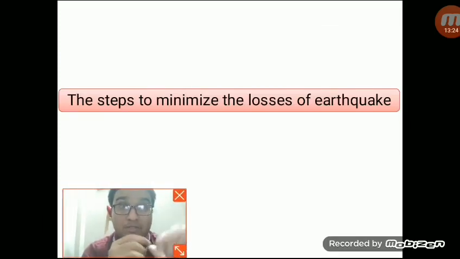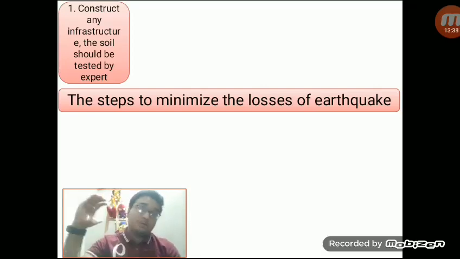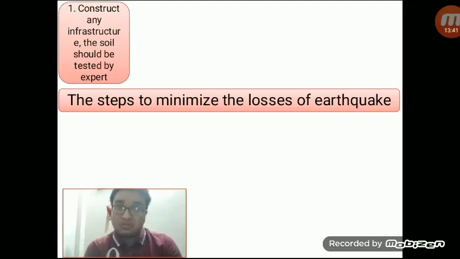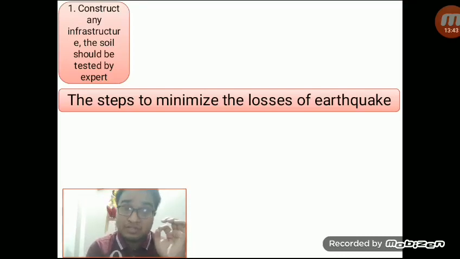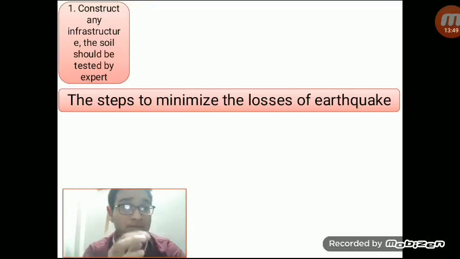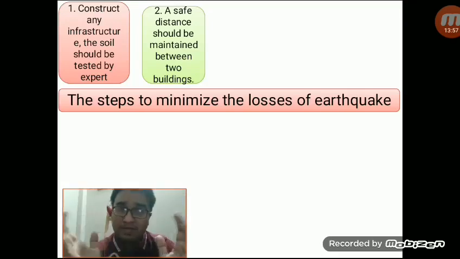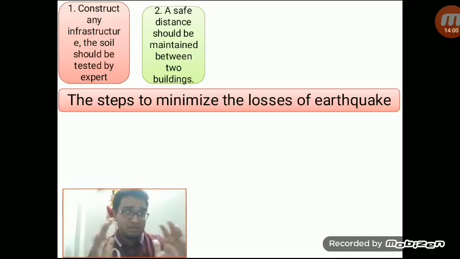Now I'm going to discuss the steps to minimize the losses of the earthquake. First of all, before constructing any infrastructure, the soil should be tested by an expert. If you want to build a huge complex or a huge building, at first we have to test the soil of the place by an expert. Then a safe distance should be maintained between two buildings. When we build buildings, we will keep some space between two buildings.